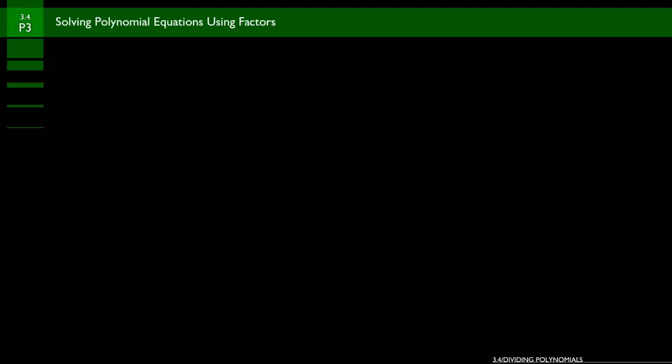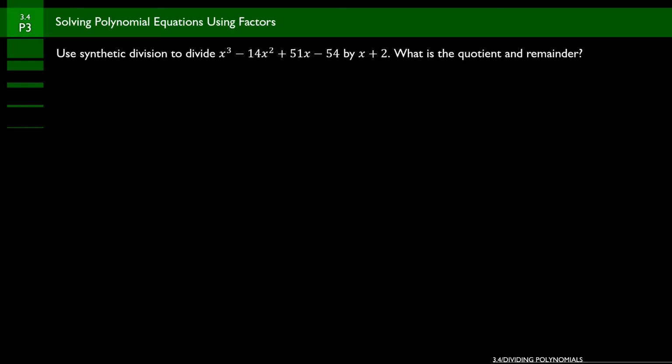In problem number 3, we're going to use something called synthetic division to divide x plus 2 into x cubed minus 14x squared plus 51x minus 54. This is much faster than long division, and you're probably going to like it a whole lot better. So the way that we do this is we look at our factor, which is x plus 2. Now remember that x plus 2 is actually x equals negative 2.